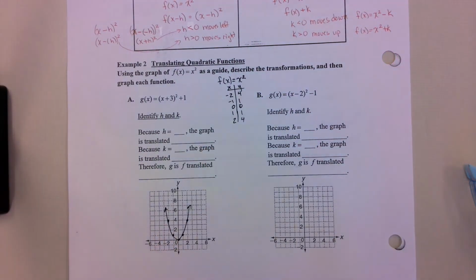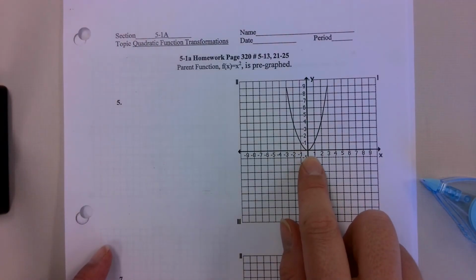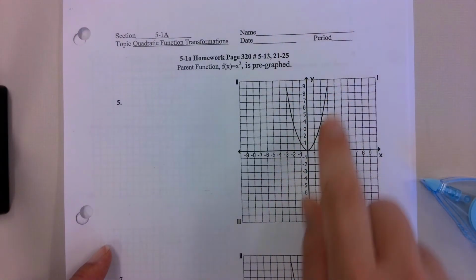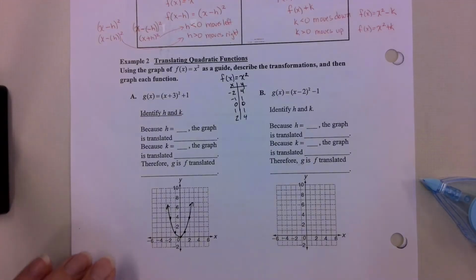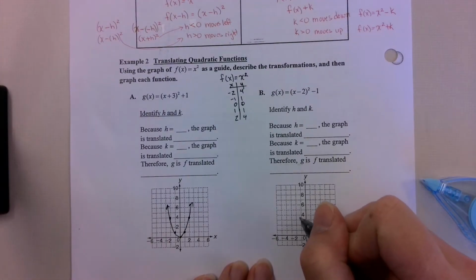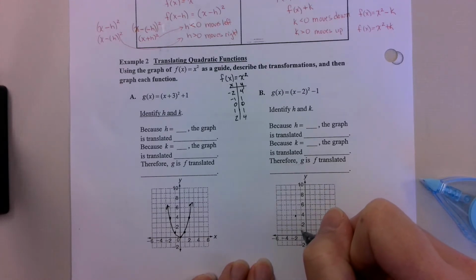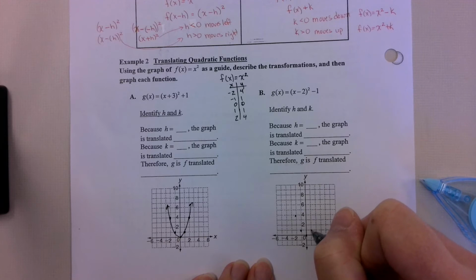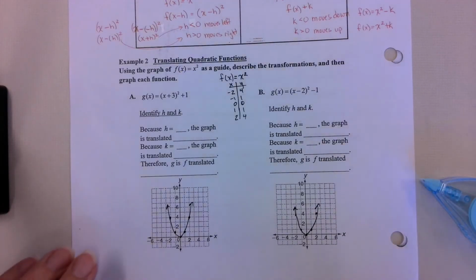When you go to do your textbook homework, you will see that on all of the problems, I've already pre-graphed the parent function. So the parent function is here, and then you can see how it moves around. Okay, so that's why it's pre-graphed on there. Let me go ahead and just graph it here. -2, 4, -1, 1, 0, there, and there. Okay, so there's my parent function.